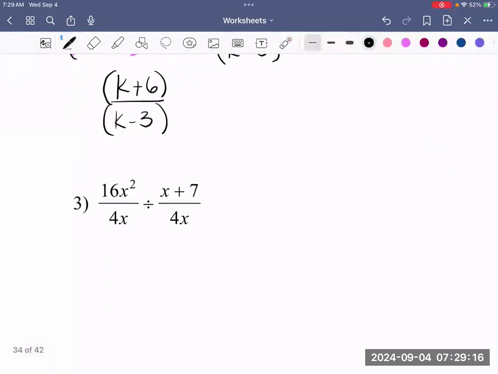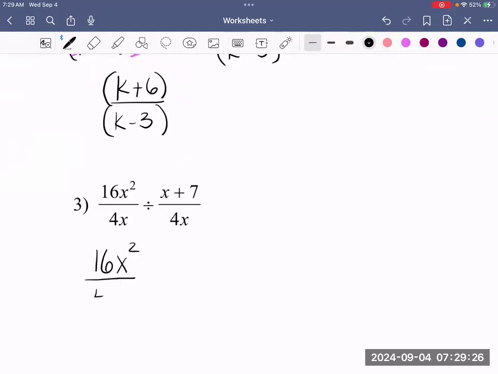Now let's try it again. Now, unfortunately, nothing here can simplify as is. So instead, when you have a division sign, we are going to do the keep, change, flip. You're going to keep the same sign. So if it's positive, it's positive. If it's negative, it's negative. You're going to change the operation. So instead of division, you're going to multiply, and you're always going to flip this fraction upside down. So instead of x plus 7 over 4x, it's now 4x over x plus 7.